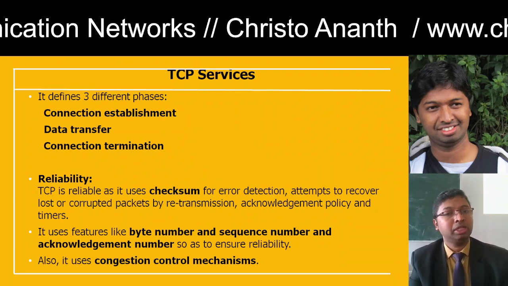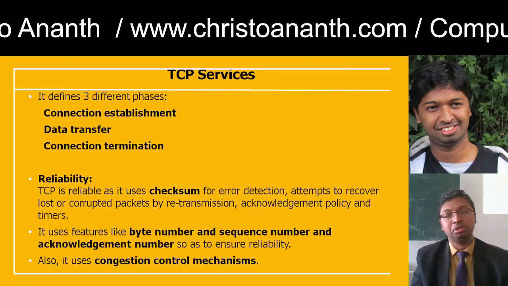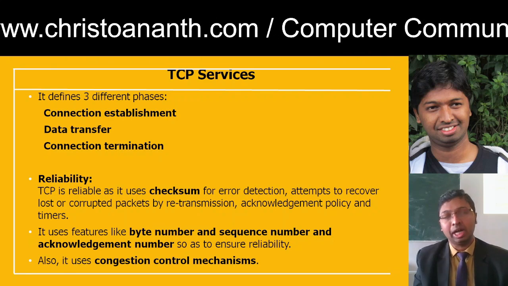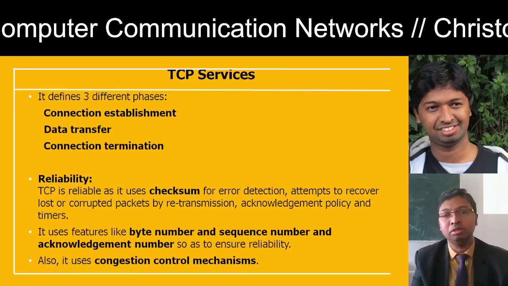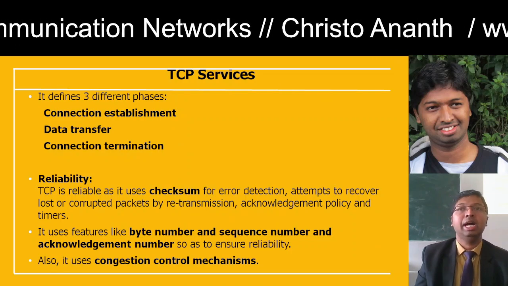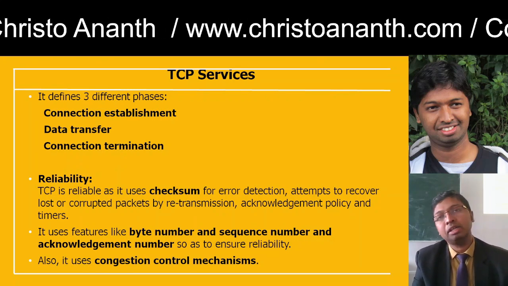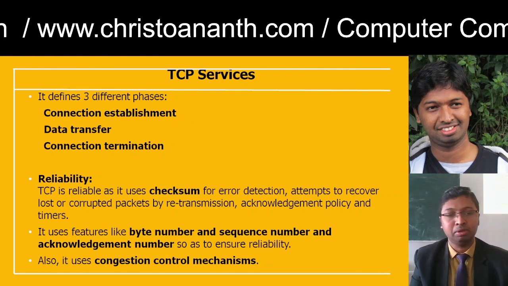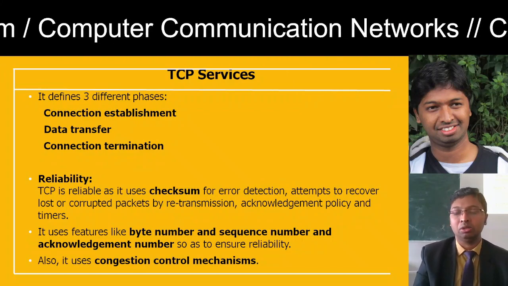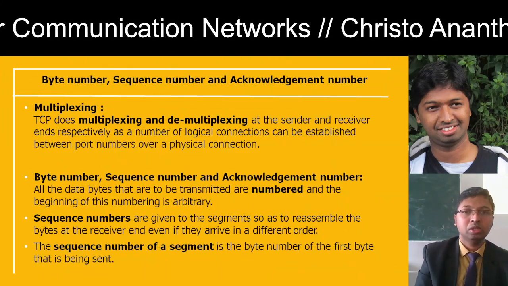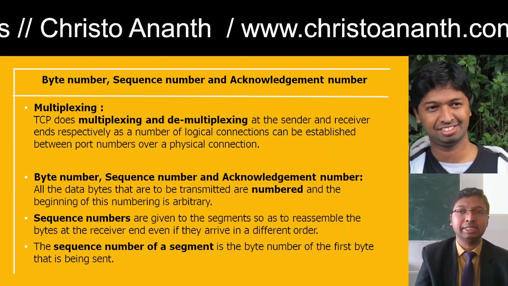Now, for reliability, it uses the checksum. It checks for errors, and it recovers lost or corrupted packets, which is carried out by retransmission, acknowledgement policy, as well as timers. We have byte number, sequence number, and acknowledgement number in order to ensure reliability. Also, we have congestion control mechanisms. We have multiplexing and demultiplexing at the sender and receiver.